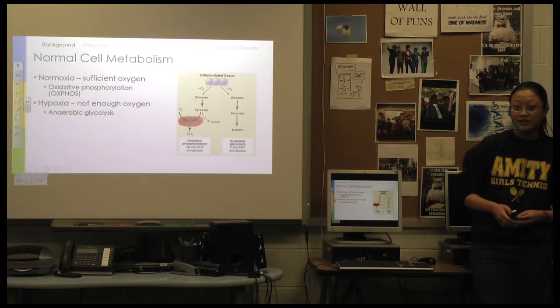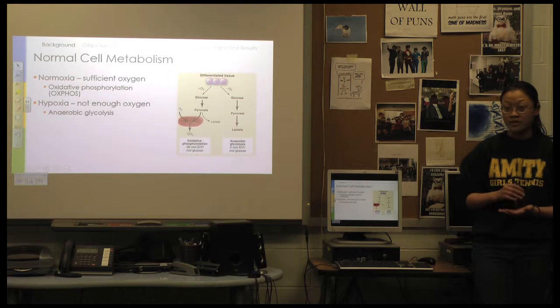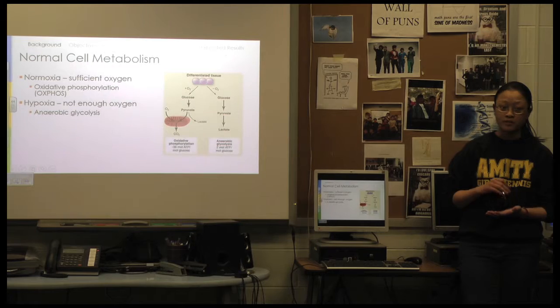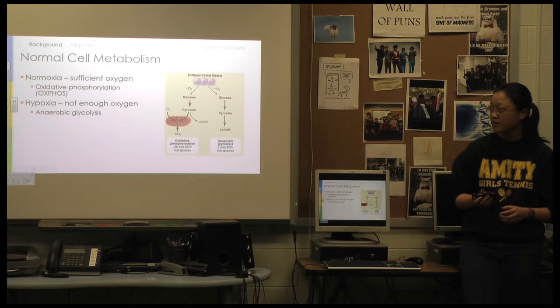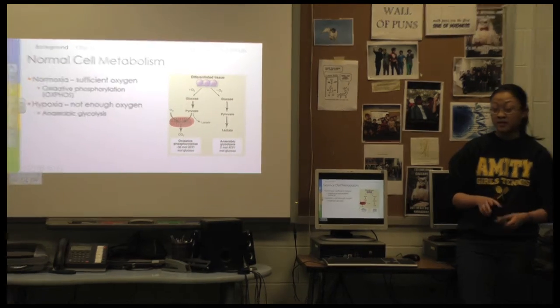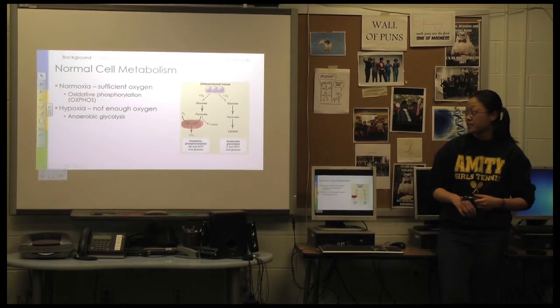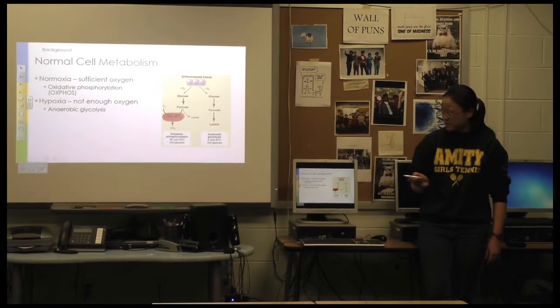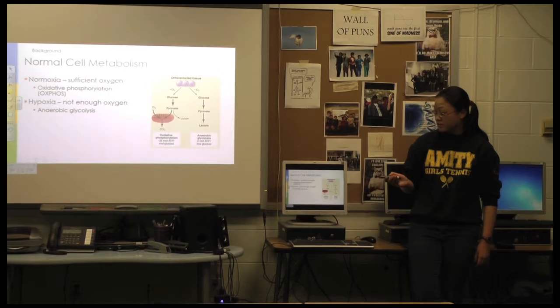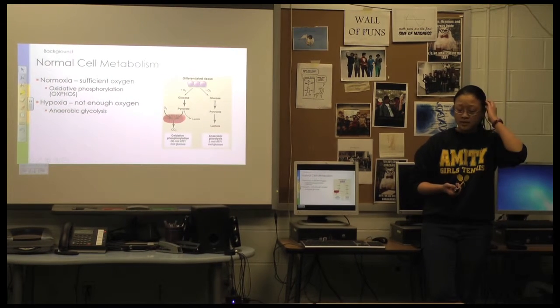Another thing I'll be looking at is cell metabolism. In normal tissue cells, in conditions where there's enough oxygen, called normoxia, they'll go through a process called oxidative phosphorylation, or OXPHOS, to produce energy. And as you can see right here, it produces around 36 molecules of ATP, which is the units of energy that they use.